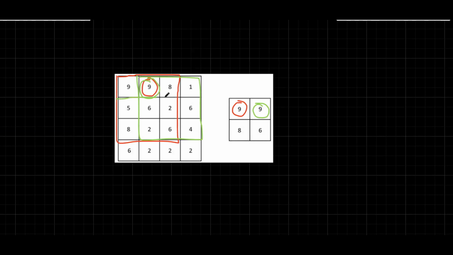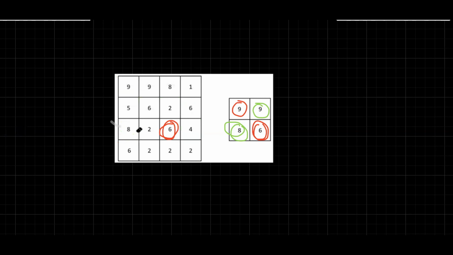For this third grid, the maximum value is 8, so we place 8. And similarly, for this last fourth grid, the maximum value is 6, so we place 6 here. Now, how can we find each of the maximum values of the 3 by 3 grids? The algorithm is pretty simple.